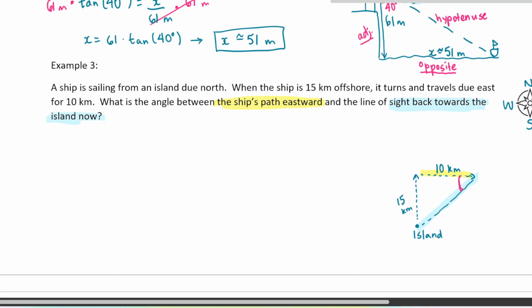Sometimes students struggle finding which angle to actually solve for. So we are finding this. I'm going to call it angle A, just so we have something to call it. Okay, so if that's the angle we want, then this one would be the opposite side. And this would be the adjacent side right next to the angle. Wow, I didn't spell that right. Let's fix that.